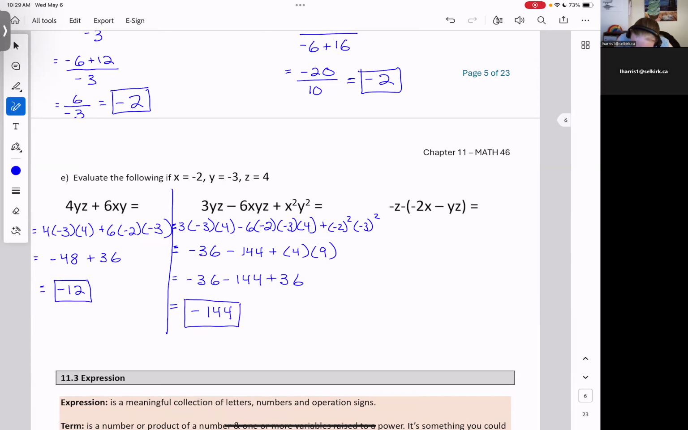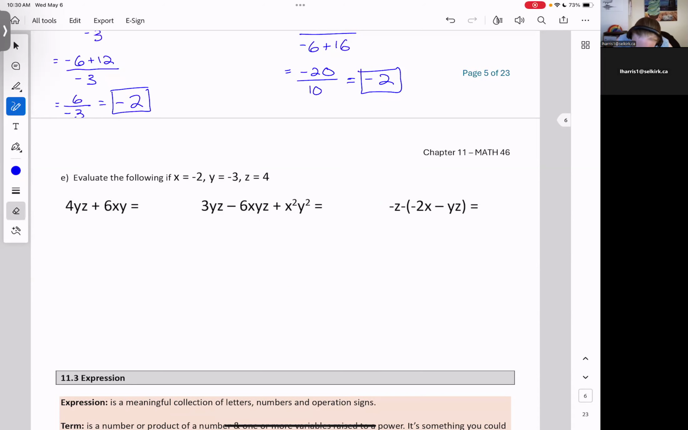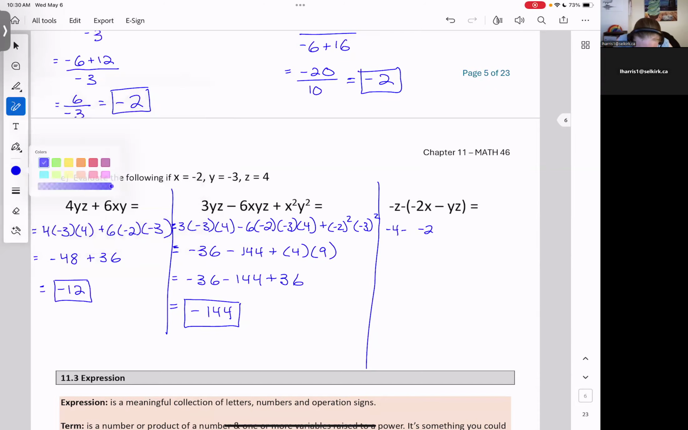And last one of this section. So we've got -z, so that would be -4, and then minus bracket -2 times, so technically I'm just going to use a square bracket. Usually we use square brackets to show that they're outer brackets, but really they mean the same thing as round brackets. I'm just showing that I have an outer set of brackets here. So we've got -2 multiplied by x, which is -2. And then we've got minus y, which is -3, times z, which is 4.